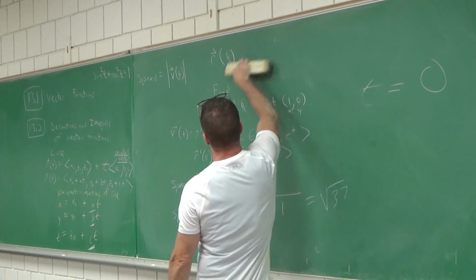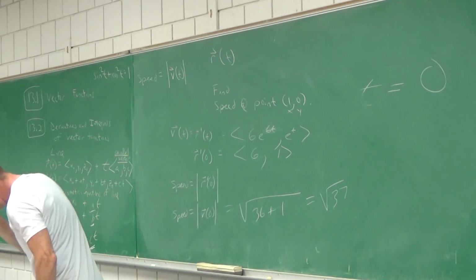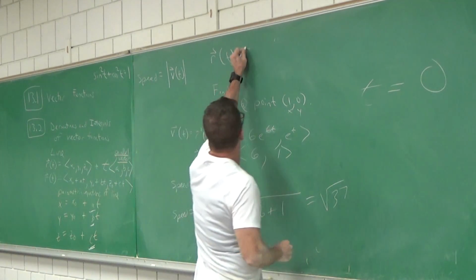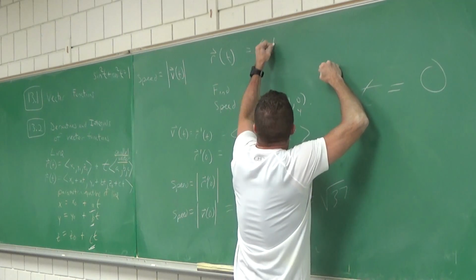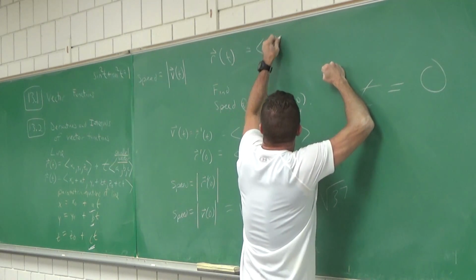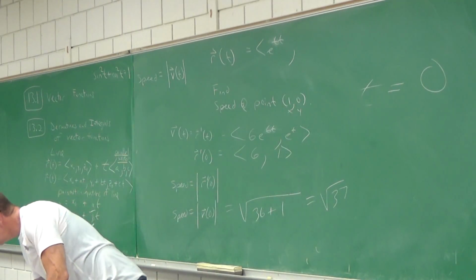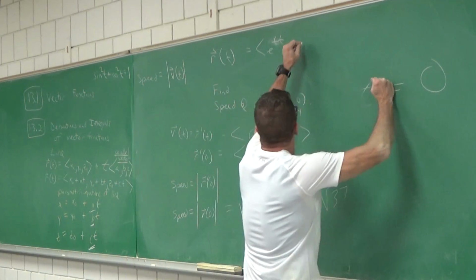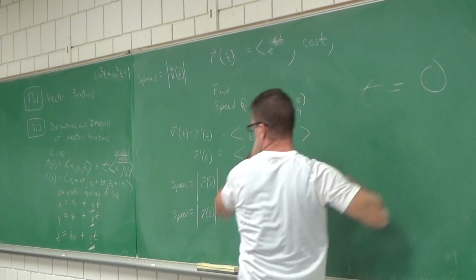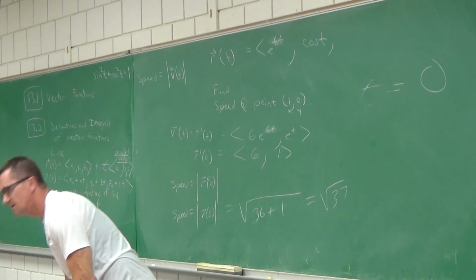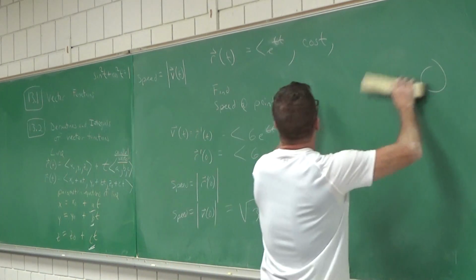So here's r of t this time, and they got e to the 6t. It's got three components. Cosine of t, sine of 2t.